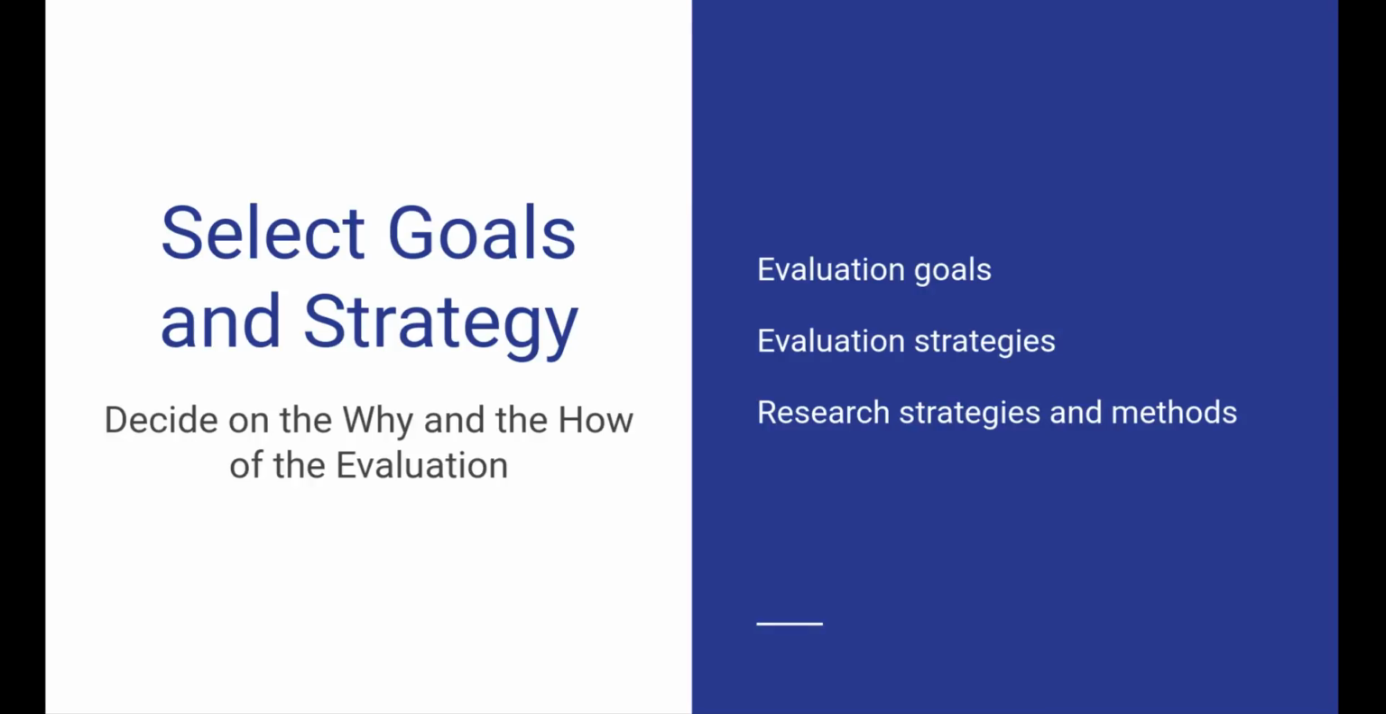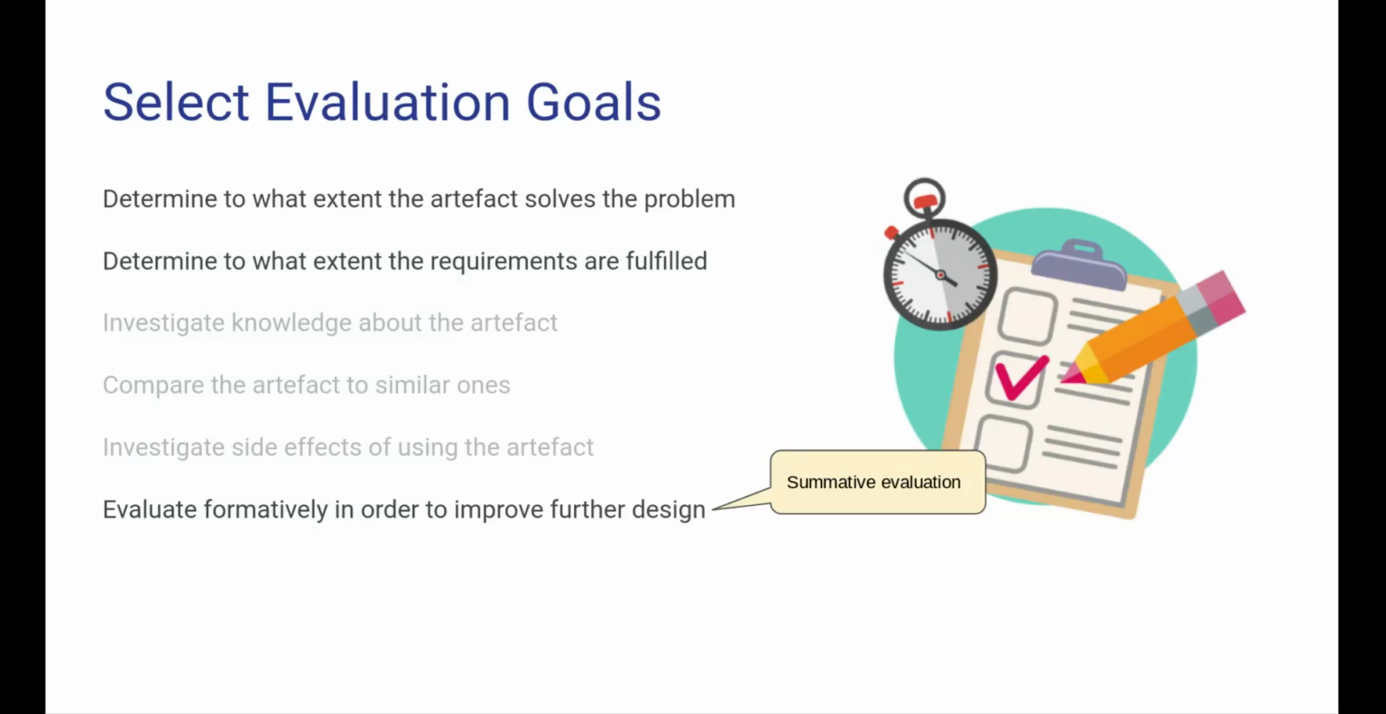After having analyzed the evaluation context, we are ready to select goals for the evaluation and also strategies. These strategies are both evaluation strategies and research strategies, as well as research methods. There are many different possible goals for an evaluation. But in our case, we should keep in mind there are only 4 weeks' time in total and only 2 students. So we can't really go for all the different goals.